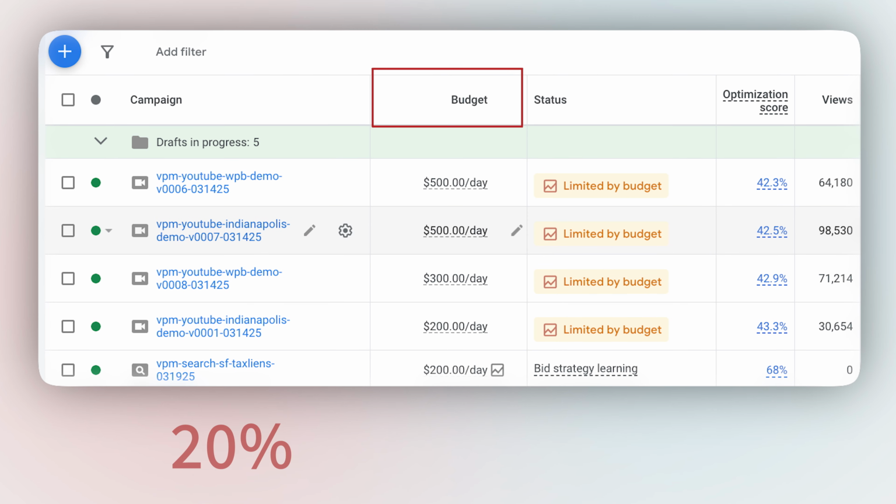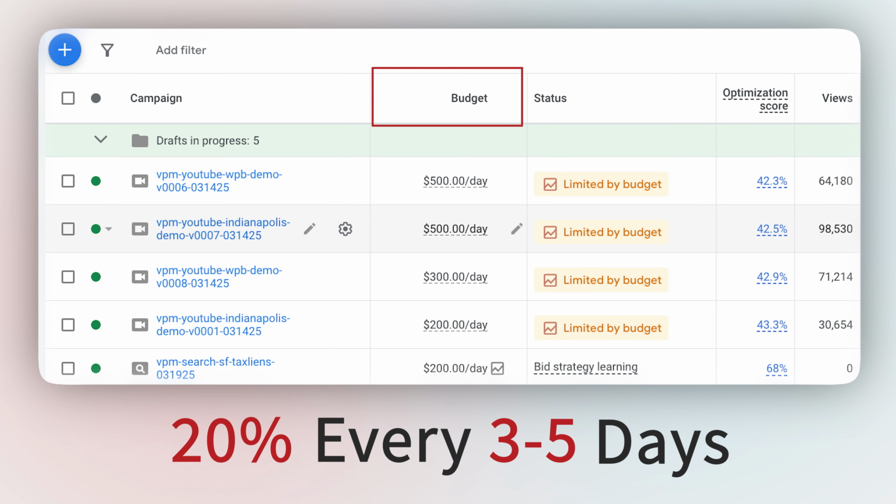So the way you do this is you increase the budget by 20% every 3 to 5 days. The reason why you do this is if you do it any more than that, it can reset the campaigns in learning mode and it has to learn over, and a lot of times the campaign breaks and you have to start all over again.